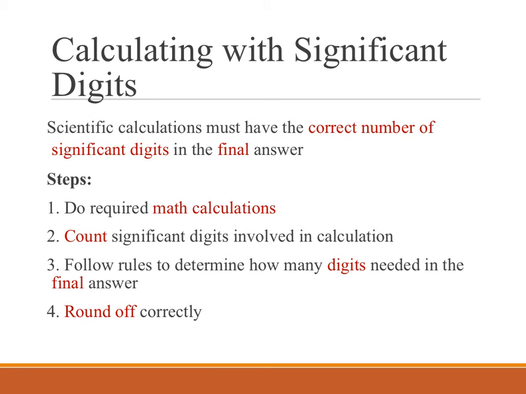So now that you can identify significant digits, how do you calculate with them in science class? Well, scientific calculations, in order to be trustworthy, must have the correct number of significant digits in the final answer. The way you do that is to first do your math calculations, then count the significant digits involved in the calculations, and follow the rules to determine how many digits are needed in the final answer. To get to that final answer, you round those digits off correctly.